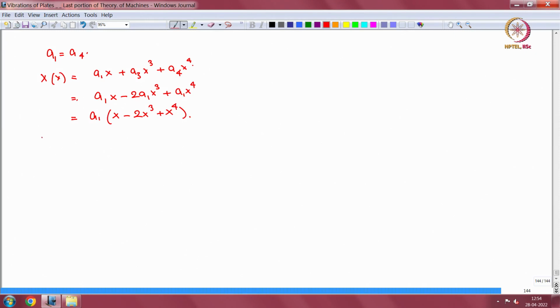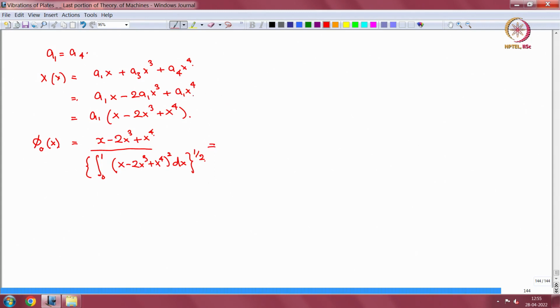Okay. So I will choose the first one, phi 0, okay, of X as X minus 2X cube plus X fourth divided by integral 0 to 1, okay, X minus 2X cube plus X fourth squared, and square root.